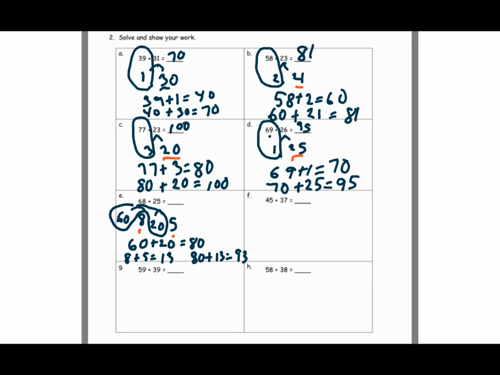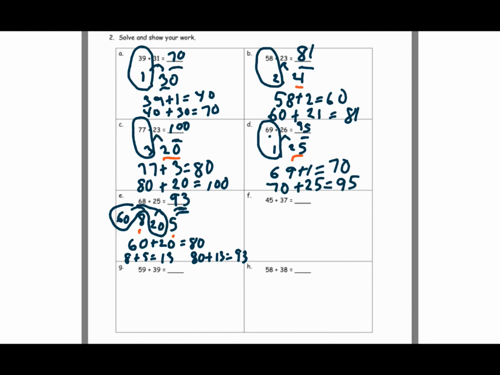So that tells me, boys and girls, that 68 plus 25 is equal to 93. Now remember, you get to choose whichever way you want to solve the problem as long as you have the answers correct. You have 70 for A, 81 for B, 100 for C, 95 for D, 93 for E. As long as you have the answers correct, boys and girls, it doesn't matter which strategy you use to solve your problem. Let's go ahead and go to letter F, boys and girls.